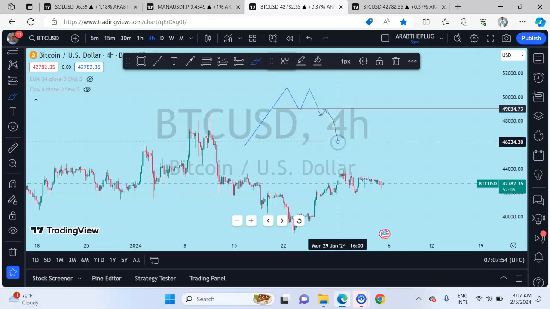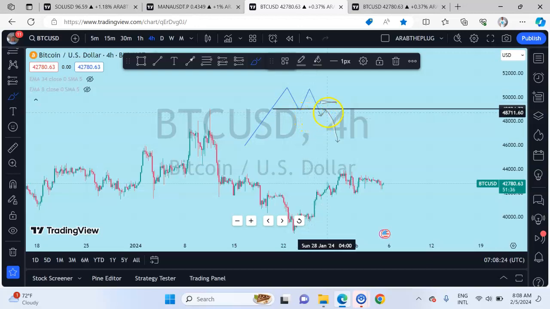Even though most of the time the pullback does not happen, and the way I trade this pattern is that I look for the candle that breaks the neckline. If it's a momentum candle, a candle that has a lot of momentum in it and is very strong, I enter at the break and put my stop loss somewhere around here. My target would be the next level area on the chart. So that is how I trade the double top pattern.